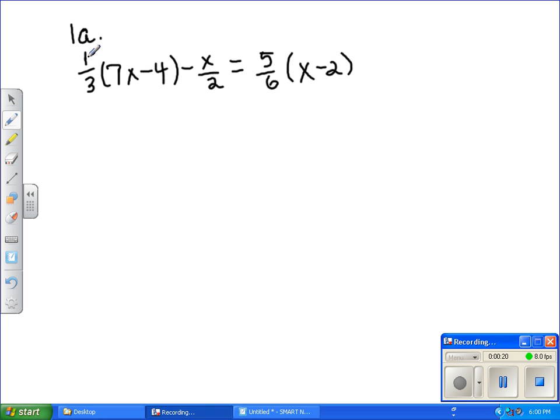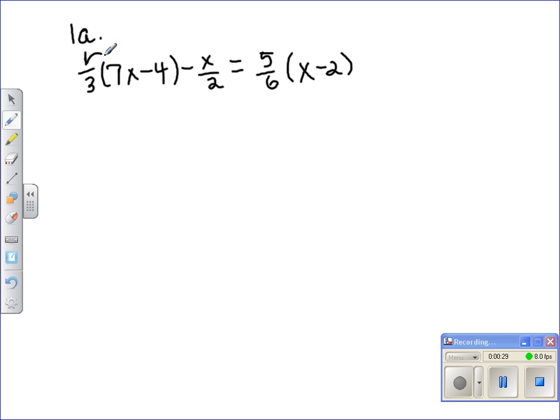So the first thing I'm going to do is distribute 1/3 into the parentheses that cover 7x minus 4. So the first thing I'm going to do is multiply 1/3 times 7x. I'm multiplying a fraction by a whole number. The rule is multiply the numerator by the whole number. That gives me 7 over my denominator of 3, still times x.